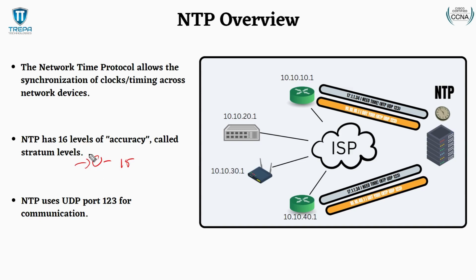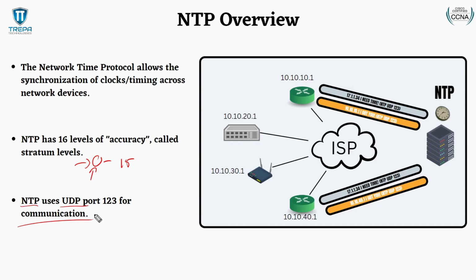So stratum level 0 is going to be that atomic timing, or really that GPS timing, meaning this is going to be the most authoritative time source available when it's a stratum level 0. So you really don't want to manually assign yourself as a stratum level 0 if you're not, right?